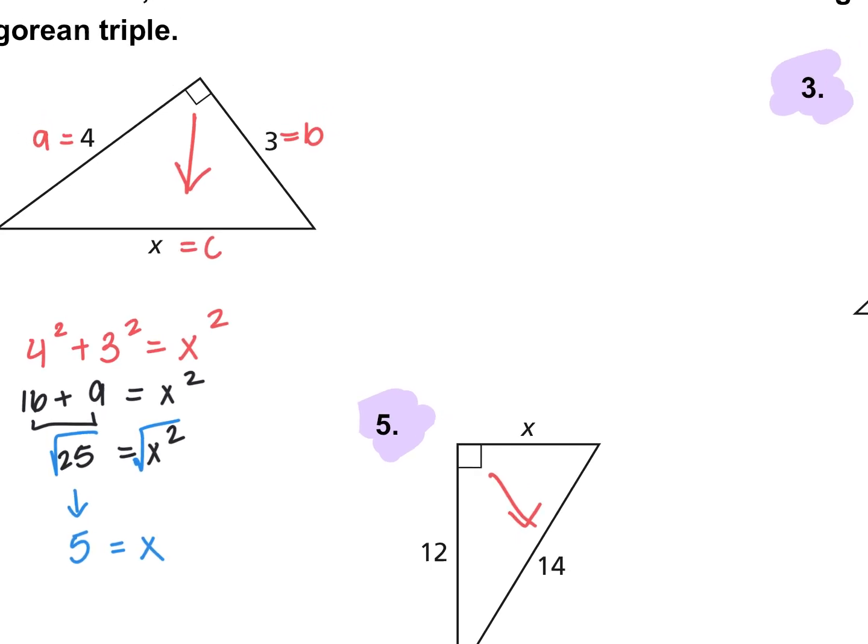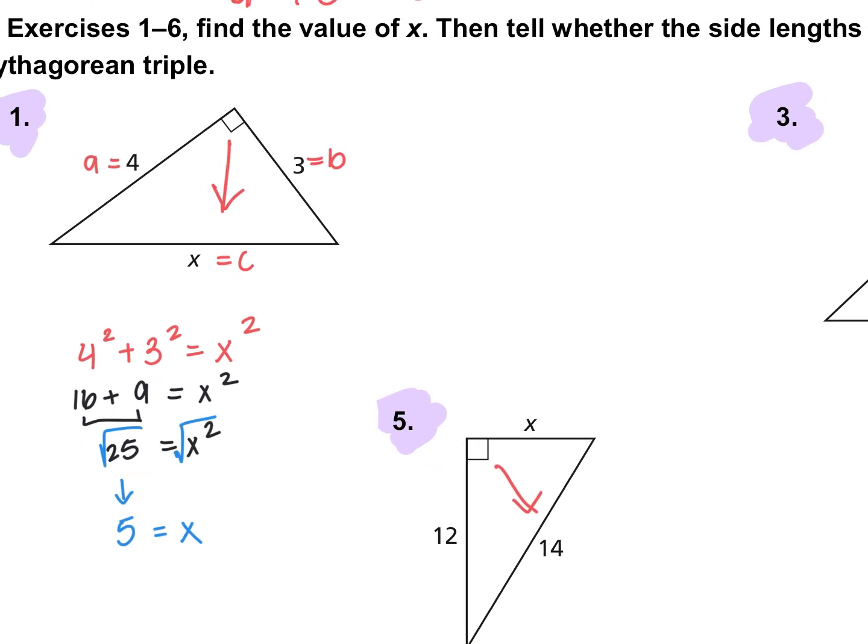So going to number 5, I'm just going to do it above it. This is my c. I know for a fact it's a c because it's my hypotenuse. Here's my a, here's my b. Plugging in, I have 12 squared plus x squared equals 14 squared.